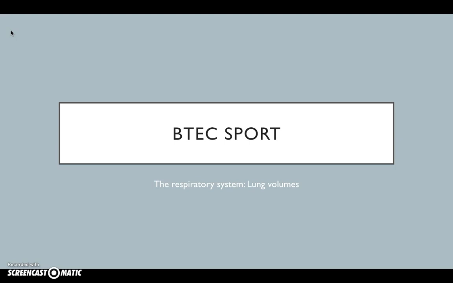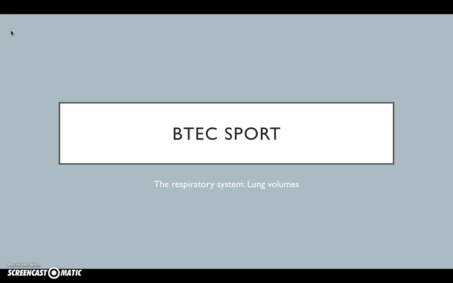First of all, we did the structure of the respiratory system. So we've done the nasal cavity, trachea, bronchi, bronchioles. Then we've got the alveoli. Then we've done the mechanics of breathing. So how do we actually get air from the outside atmosphere into our lungs? So the mechanics of breathing with regards to inspiration and expiration.